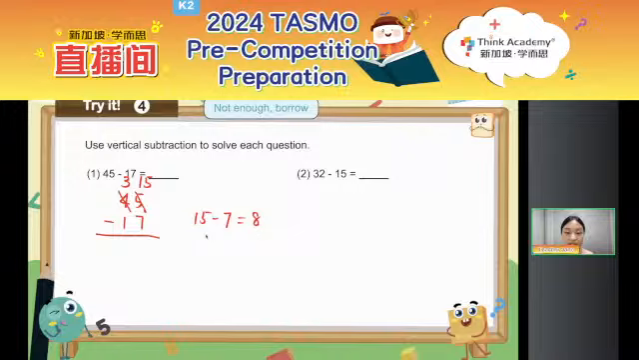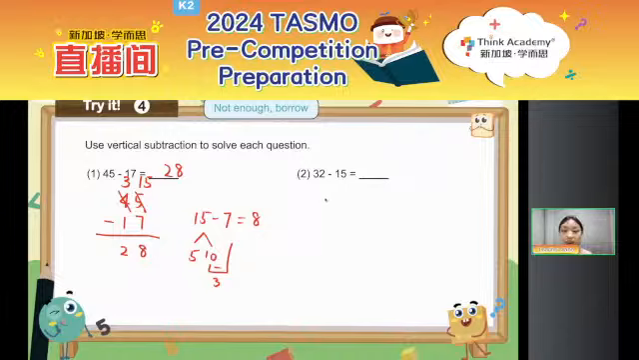8. You can use the breaking 10 method because we break a 10 to do the minus, and then the 15 still has 5 left here. So 5 plus 3 equals 8. So we will have 8 for the ones digit, and then the tens place, we can see 3 minus 1 equals 2, right? So that will be 28 for the final answer.